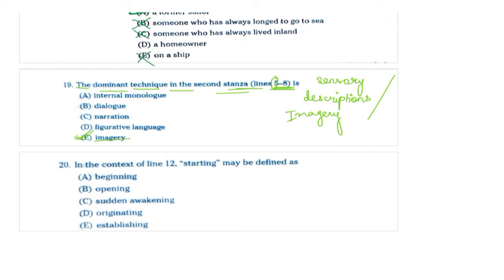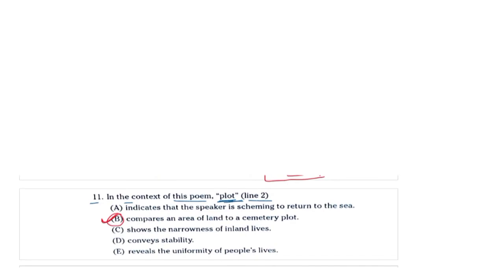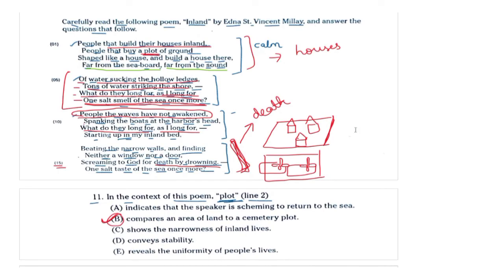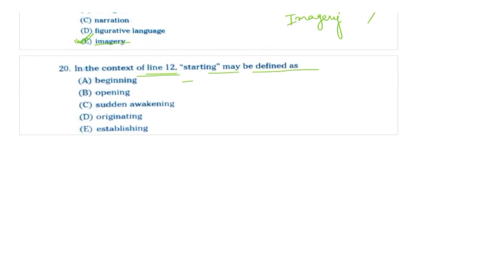Alright, let's move to the last question for today's class. That is question number 20. Now, in the context of line 12, starting may be defined as, okay, let's get back to the poem once again. Line number 12 they are talking about. Line number 12 means this one, starting up in my inland bed. So starting meaning they have asked for, okay. Let's go back to the question. Over here, the speaker is actually starting up in an inland bed, right? That is what we just read.